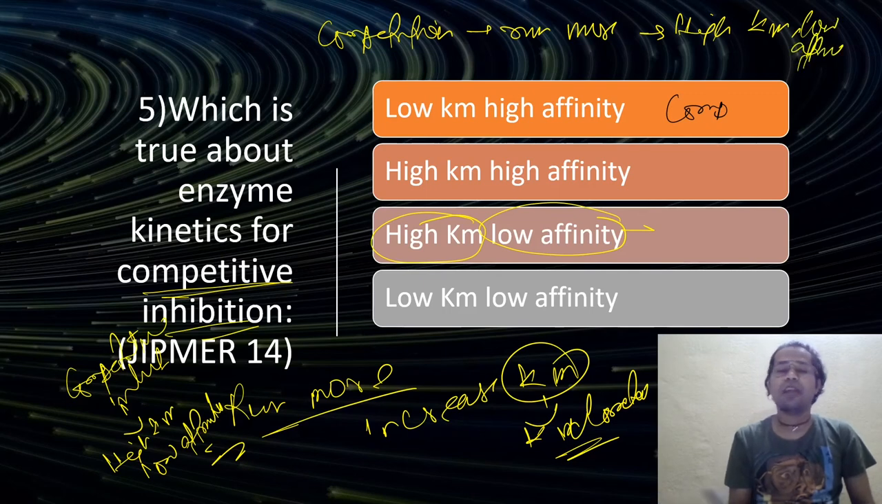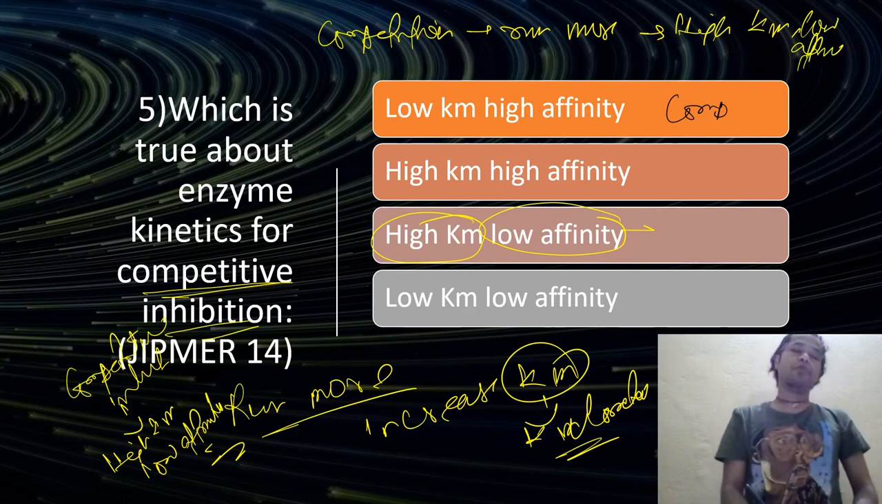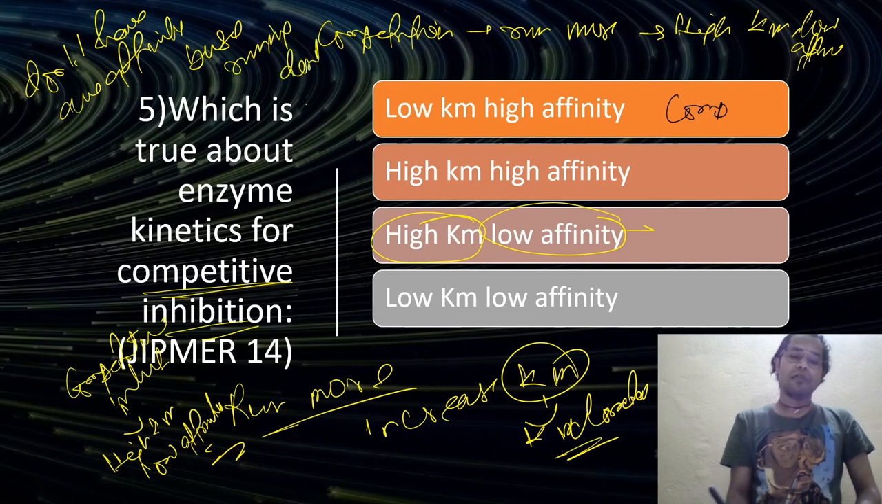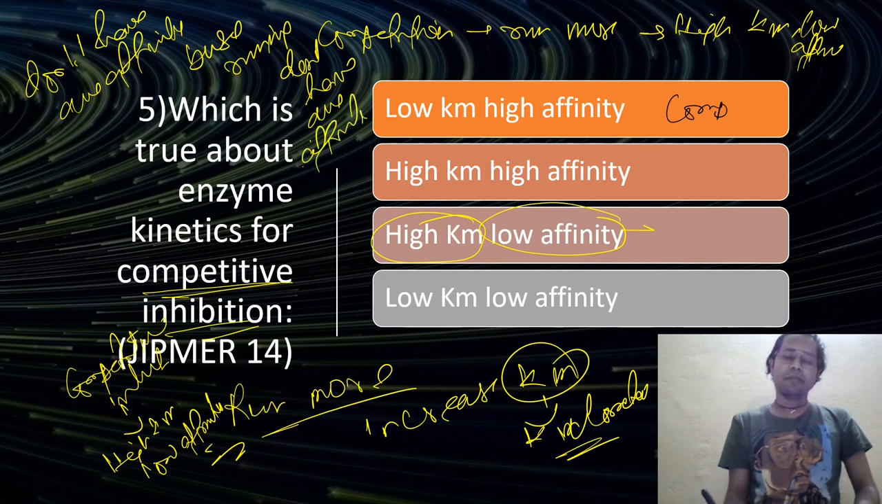If you have to run more, then can you stop for the people? कोई भी रास्ते पे आएगा जाएगा, then can you stop for them? You cannot stop. You don't have any affinity for them. You will be busy with your work, right? You will be busy running, so you don't have any affinity. Means low affinity. Okay, so you can remember it like this.